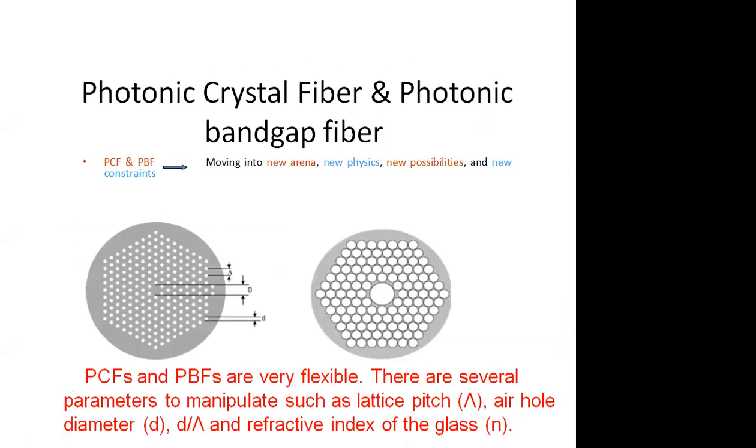Now coming to photonic crystal fiber. We are talking about single mode fiber having disadvantages. So there are two things. One is photonic crystal fiber. The other one is photonic band gap fiber. This is a photonic crystal fiber, and this is a photonic band gap fiber. Now from this figure, what are you observing?